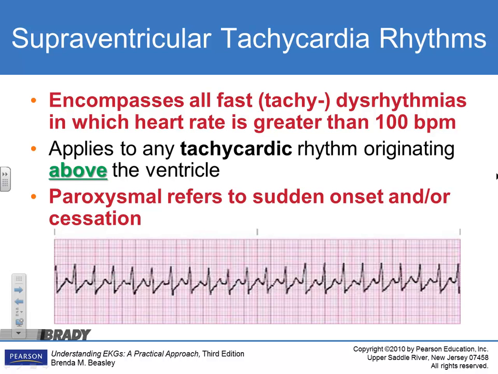Now, I will tell you that on our test, or on National Registry, if there's an identifiable P wave on there, it's not SVT. If there's a P wave on there, it's a sinus rhythm. So look and make sure that you can or can't see a P wave. Anything over 100 which is unidentifiable, we're going to call SVT.